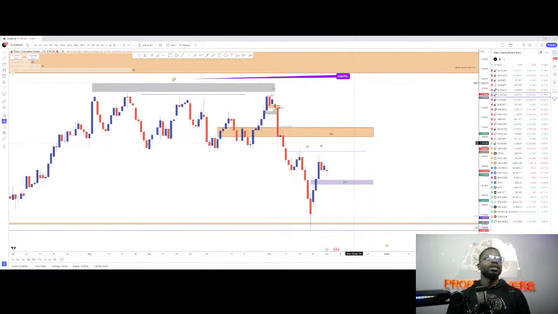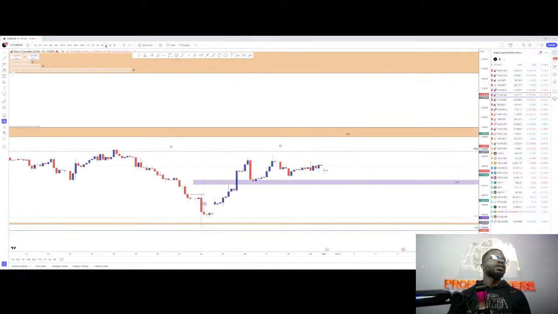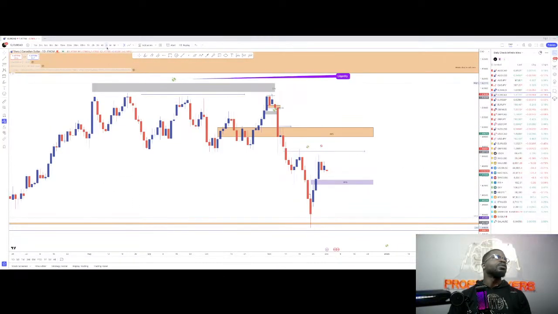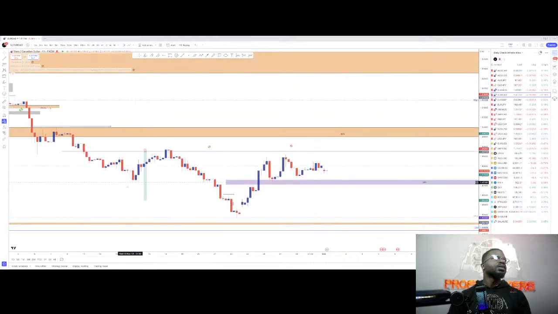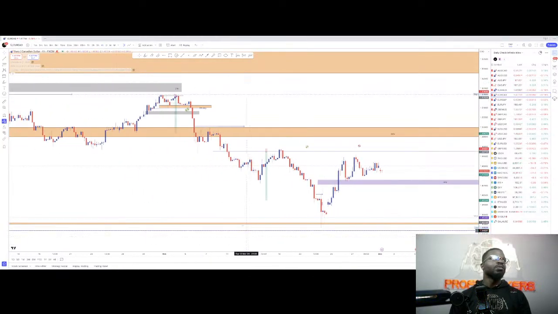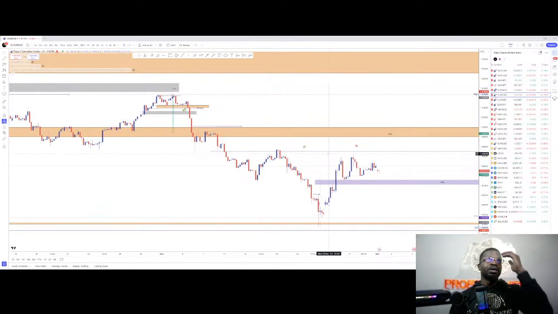Let's see. I think I'll stop at this 4 hour. Oh man. All right, that's a double top on the 4 hour right here. So cool. Let's keep what we have. That looks solid.